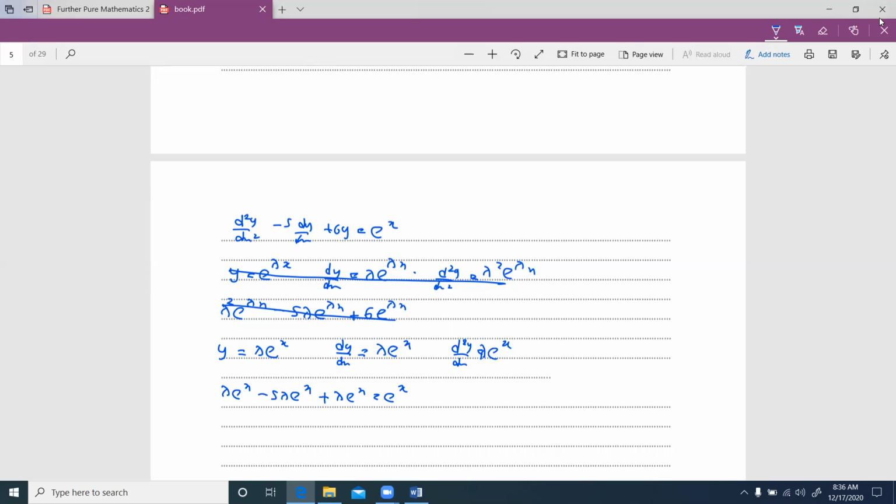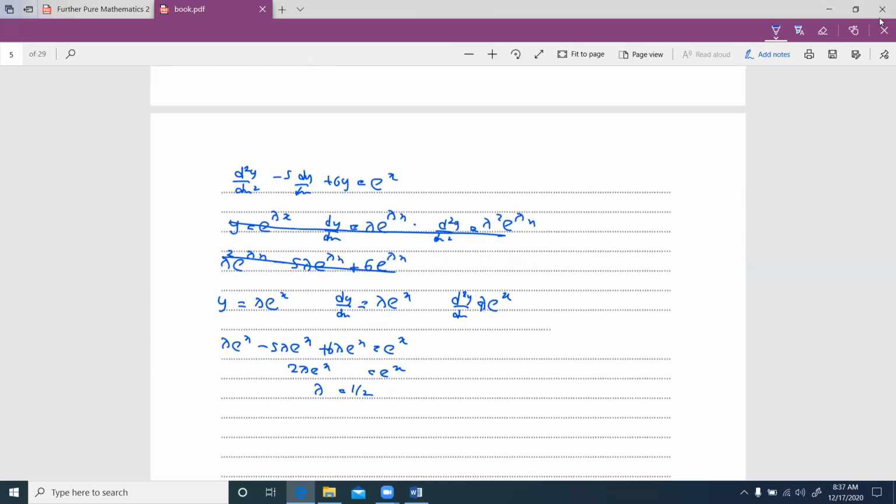Now, 1 minus 5 plus 6 is 2, so 2 lambda e to the power x becomes e to the power x. In that case, lambda becomes half. Therefore, the particular integral is half e to the power x.